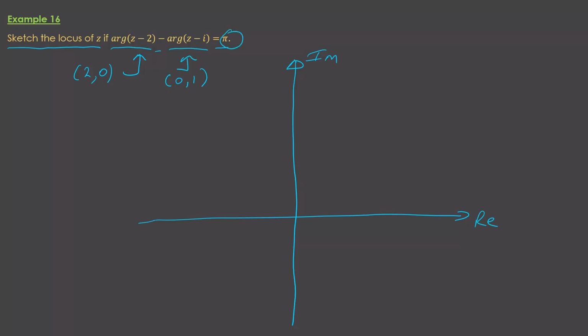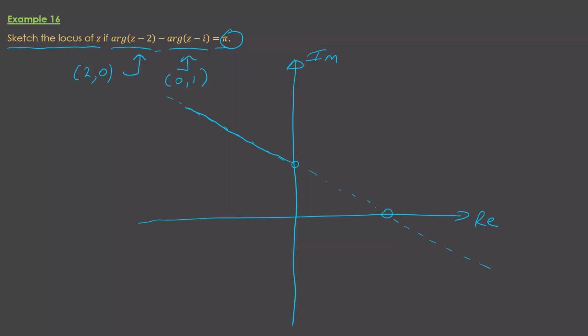So the π gives us a clue. Remember, π is the same as 180 degrees. 180 degrees is the angle of a straight line. So it's going to be related to a straight line. Now let's put (2, 0) over here and (0, 1) just here. Let's consider a straight line that goes through these two points. Let's consider each portion of that line.